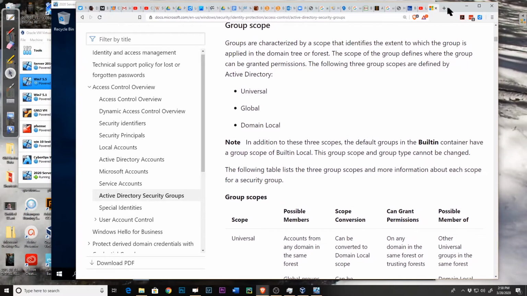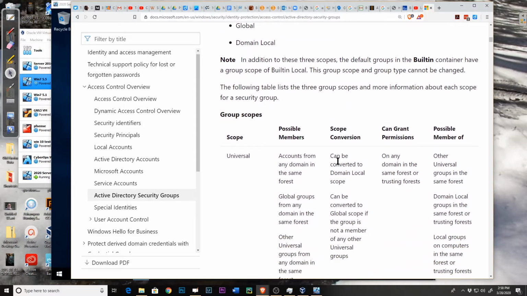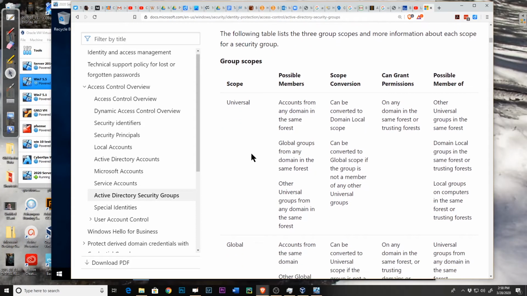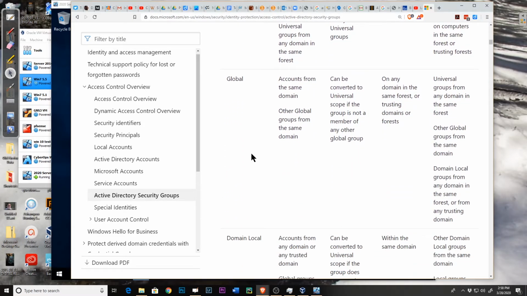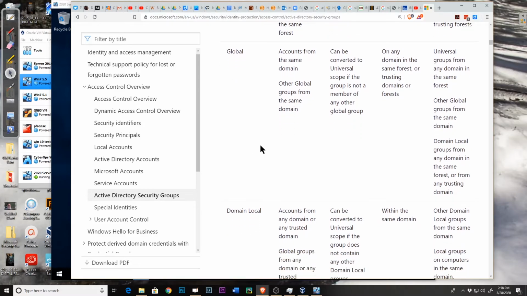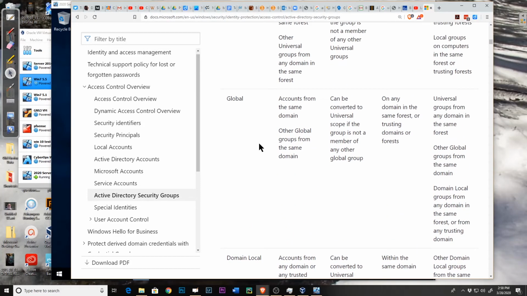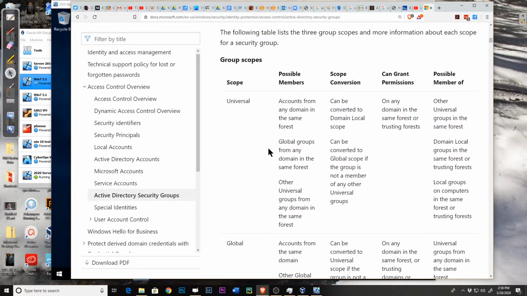I'm not going through all of the details on each of those, but essentially a universal group can have accounts from any domain in the forest, or in other words, members. Global groups, the members have to be from the same domain that the group is created. And domain local groups, the accounts can be from any domain or trusted domain. So that's the basics of membership.